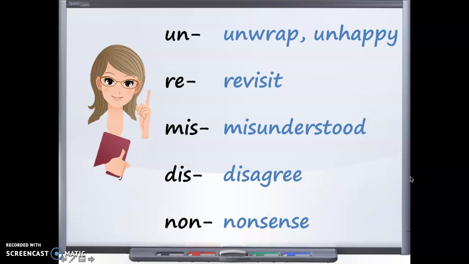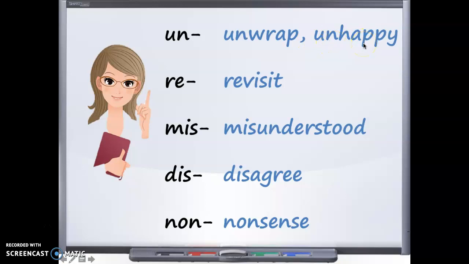Next, we are going to look at some of these words with these prefixes and see if we can understand their meanings. We know that the prefix un means not in the word unwrap. So if I were to add on the base word wrap, this means I'm not going to wrap something, or the opposite of wrapping. Now, let's look at the word unhappy.